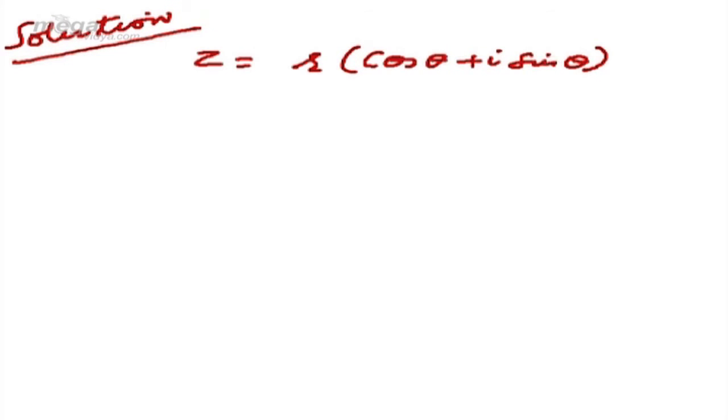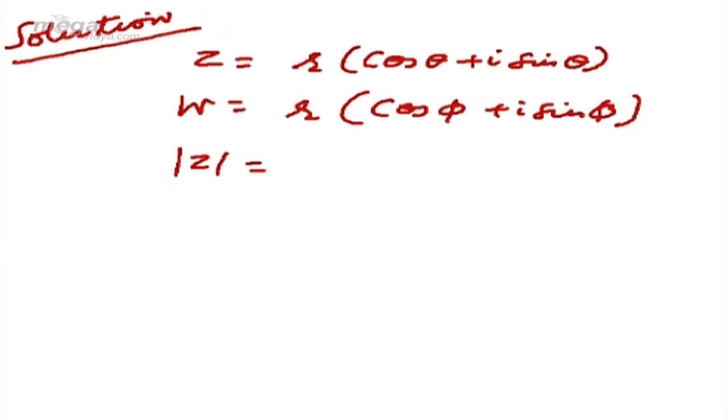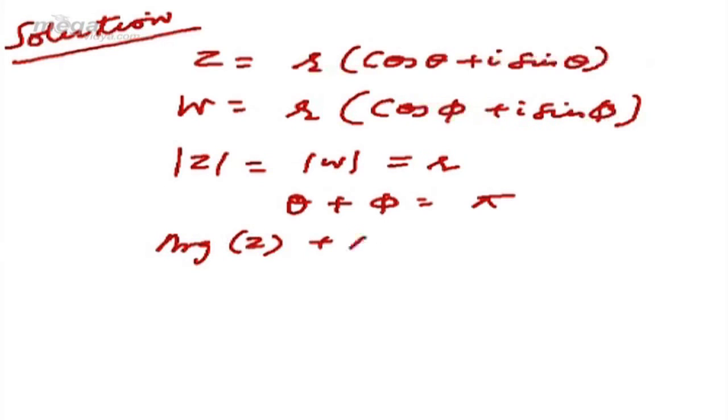If we take z is equal to r (cos theta plus I sin theta), that is a complex number in polar form, and w is equal to r (cos phi plus I sin phi). That means mod of z is equal to mod of w, that's why we have taken the modulus of z and w both as r. Now we are given theta plus phi is equal to pi, that is argument of z plus argument of w is equal to pi. Now theta can be written as pi minus phi.